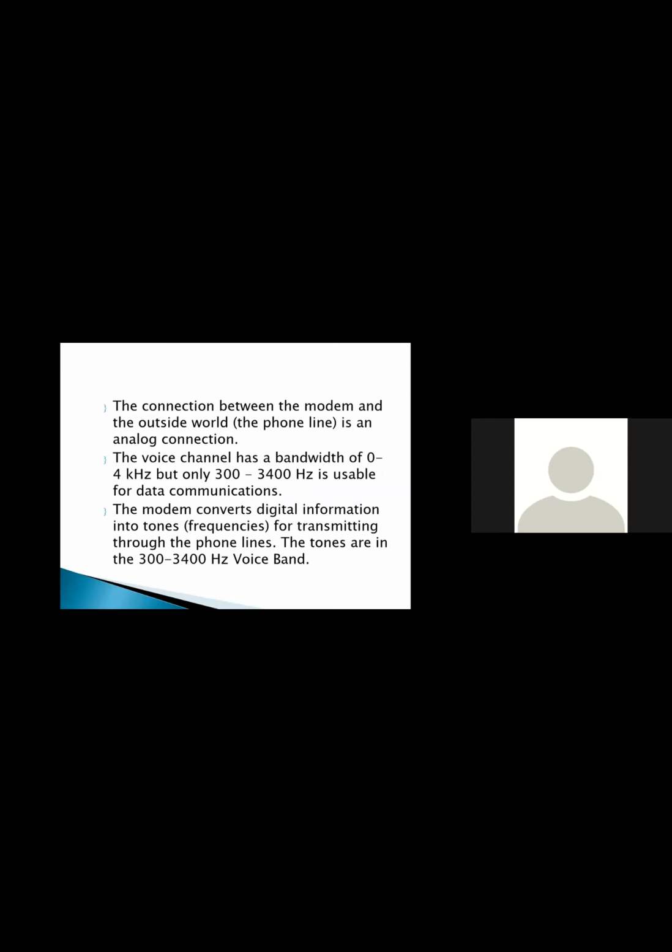The connection between the modem and the outside world is an analog connection. The voice channel has a bandwidth of 4 kHz, but only 400 Hz is usable for data communications. The modem converts digital information into tones for transmitting through the phone lines. That is called analog connection. Types of modems: external modem, internal modem.